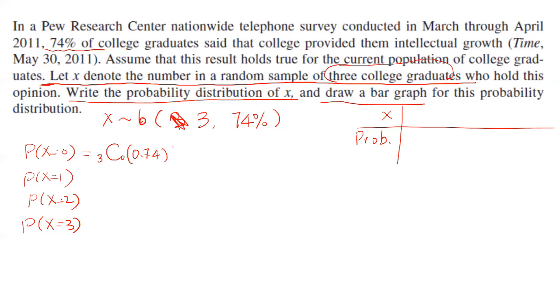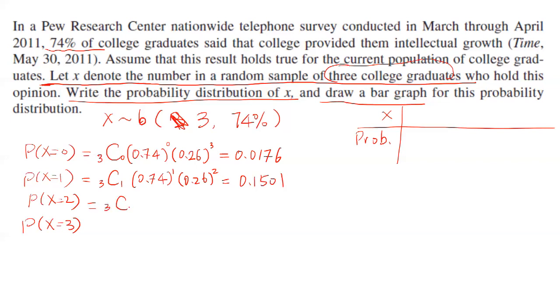Zero 0.74 to 0 times, and the opposite, which is 0.26 to 3 times, which is approximately 0.0176. The probability of X being 1 is C31, 0.74 to 1, and 0.26 to twice, which is 0.1501. Next we have C32, 0.74 twice, and 0.26 once.